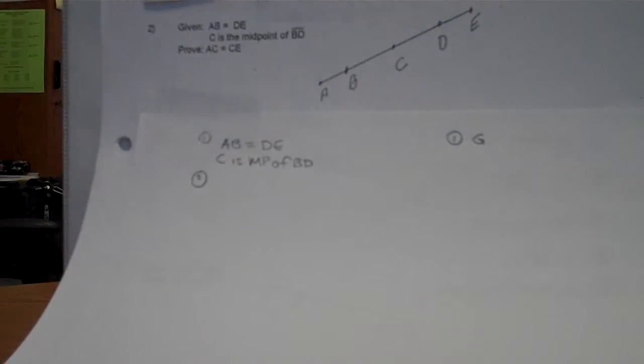Alright guys, this is proof number 2 on the same white worksheet as the previous video. In this particular case, you're given that AB equals DE and that C is the midpoint of DE. In class I always say, look at your given and then brainstorm any notes and anything you know based off of your given.